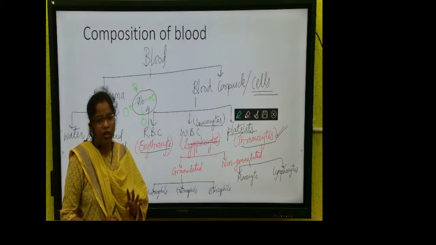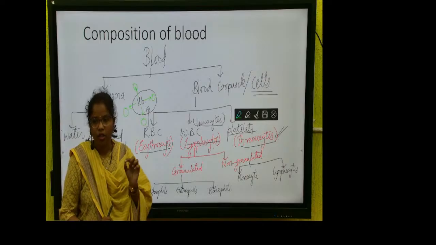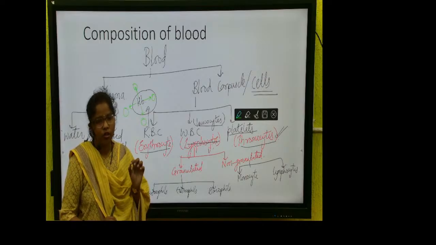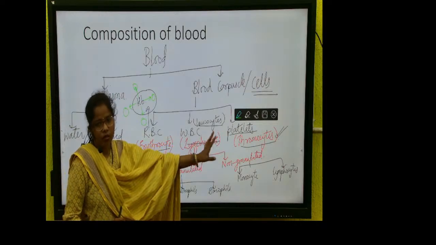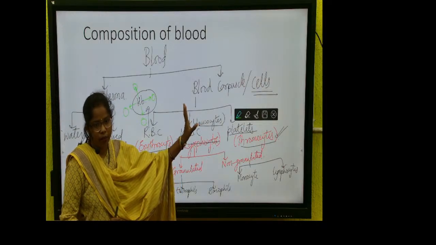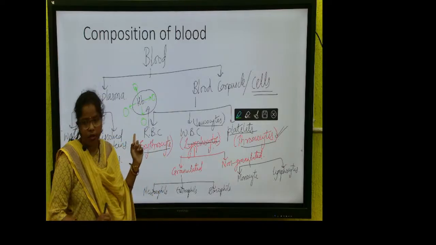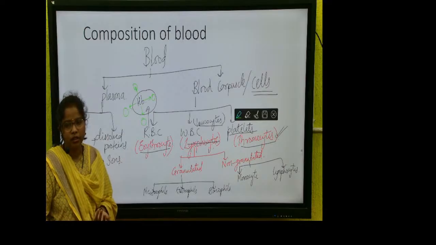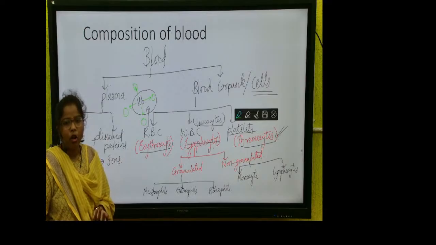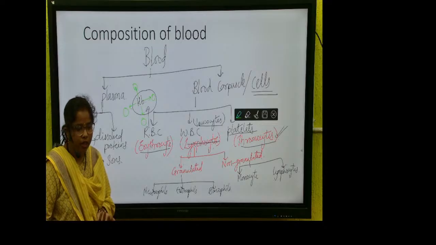If the question comes for 5 marks, what is blood? What is the function of blood? If you write one function of each, you will make it for 5 marks. Okay? तो सबसे पहला आपका RBC. RBC is red blood cell. Why is it red? Because of the presence of hemoglobin.